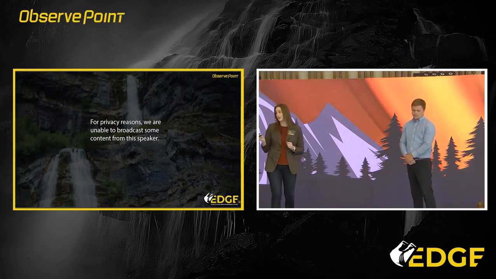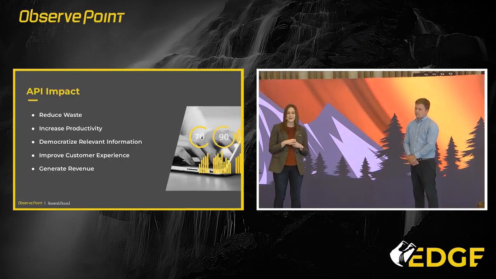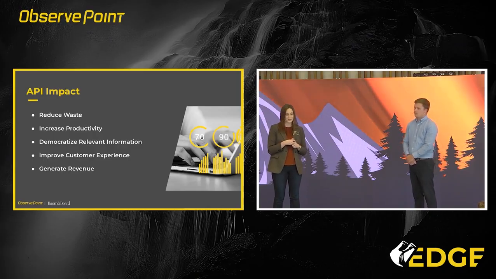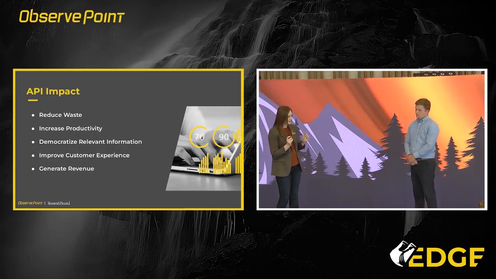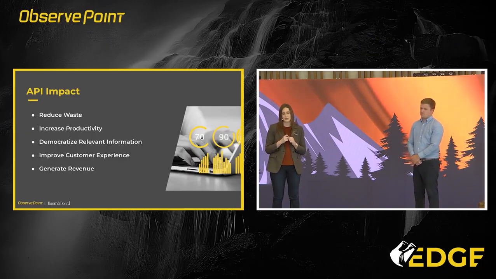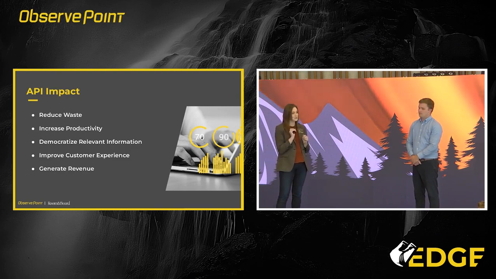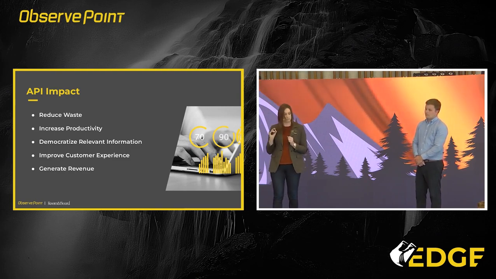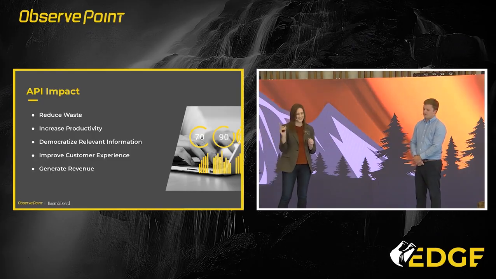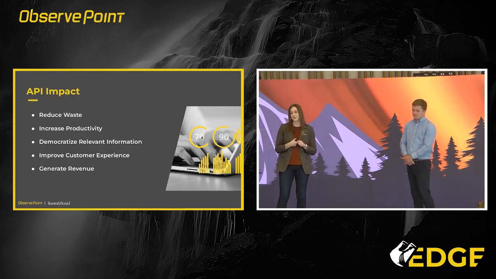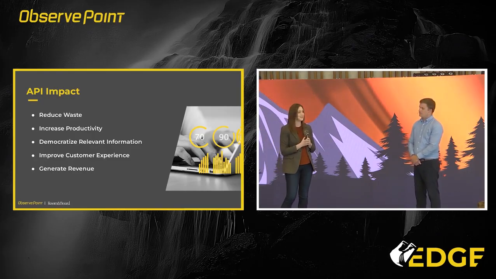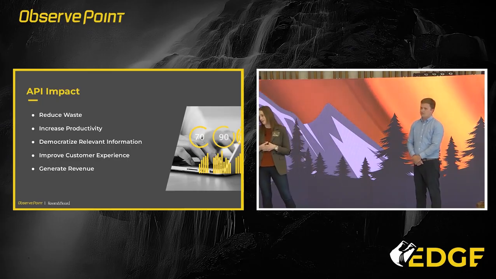So now that you have a little taste of how easy it is to automate manual work and leverage APIs, I want to showcase some of the ways that Room and Board uses ObservePoint's API to reduce waste, to increase productivity, democratize relevant information, improve customer experience, and my personal favorite, even generate revenue.